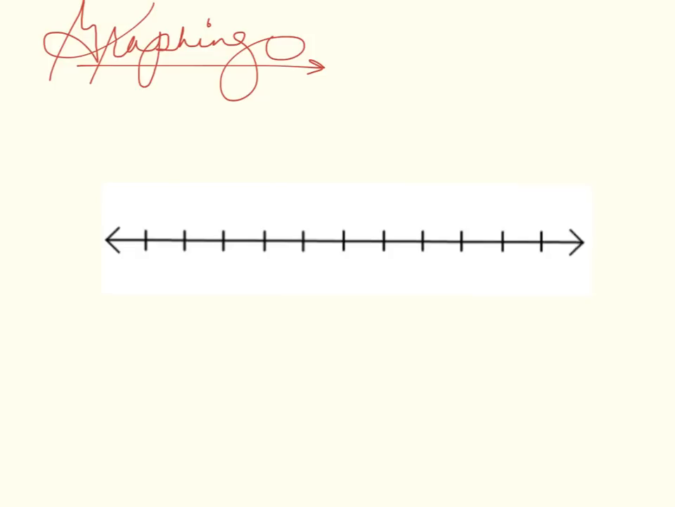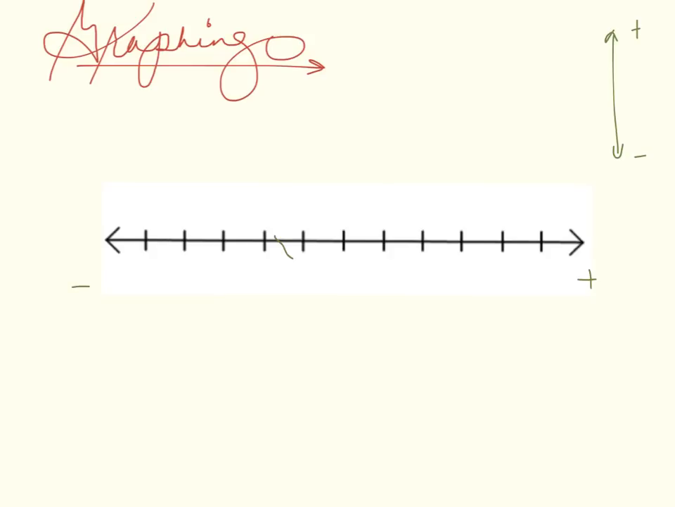And number lines will always look like this. However, you can turn them in another direction. So if they go vertically, that's fine. If they go horizontally, that's fine. But just make sure, if it's a vertical line, this would be negative and this would be positive. If it's a horizontal line, this would be positive, this would be negative.